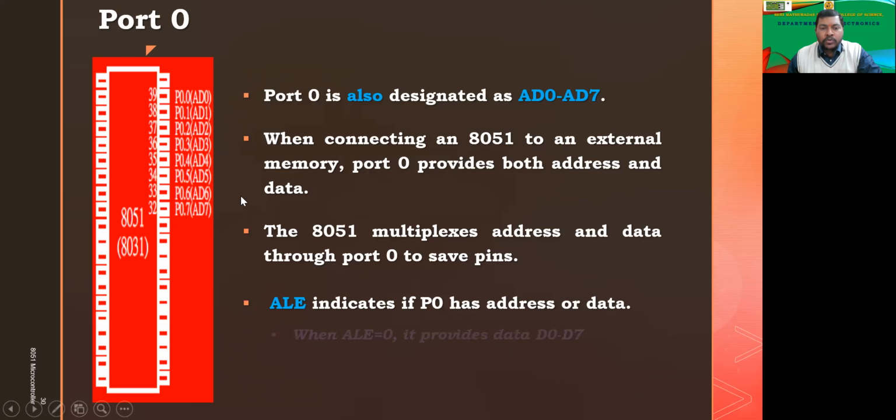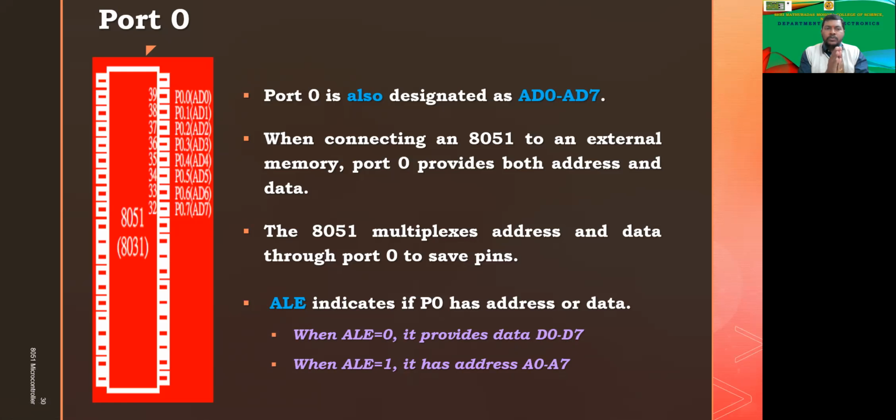So this is port 0. When ALE is 0, it provides data D0 to D7. Similarly, when ALE is 1, it has address A0 to A7. So the lower order address bits are stored over here in this port.